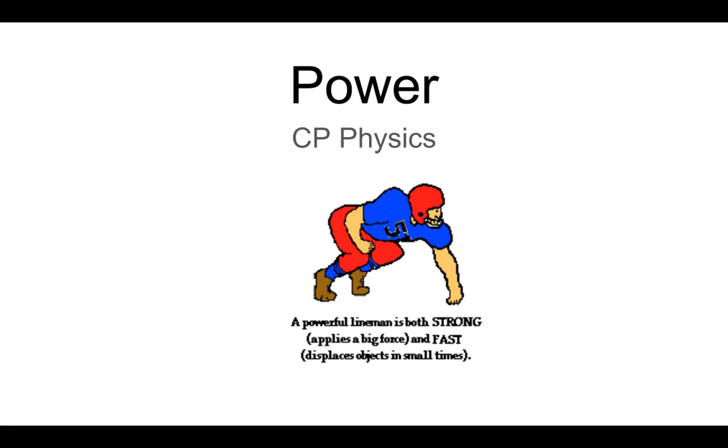Today we're learning about power. So you guys have already heard this term before, right? Power. So right here on the screen, it says a powerful lineman is both strong, which means that he applies a big force, and fast, which means that he displaces objects in small times. So that's kind of what the equation of power says. And so today what we're going to do is put physics terms and an equation in for what you already know about power.